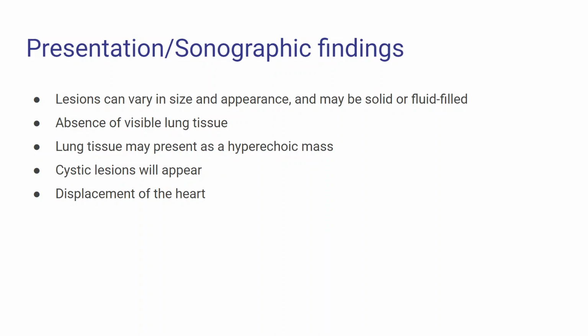So how this will present via ultrasound: lesions can vary in size and appearance and may be solid or cystic. There may be an absence of visible lung tissue. Lung tissue may present as a hyperechoic mass. There may be cystic lesions. And furthermore, due to hyperplasia, there will be a displacement of the heart.